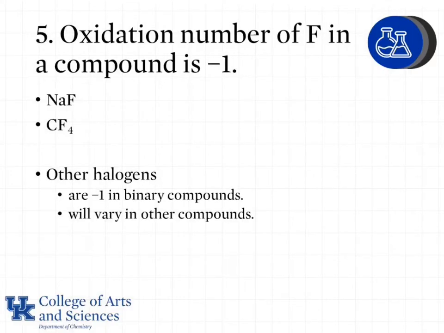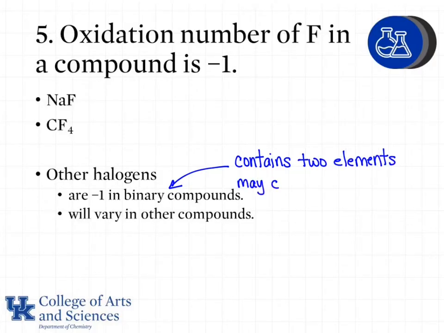The oxidation number of fluorine in a compound is -1. For other halogens, such as chlorine, bromine, and iodine, they are typically -1 in binary compounds, but will vary in other compounds. And we will see how we determine the oxidation number in those other cases. Note that a binary compound is a compound that contains 2 elements. However, it can contain more than 2 atoms.